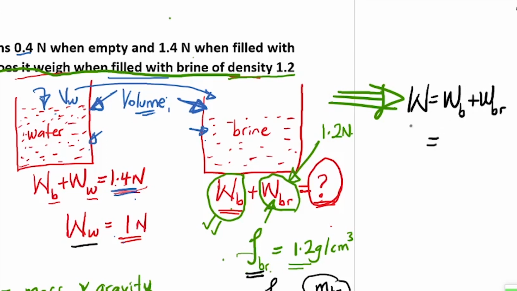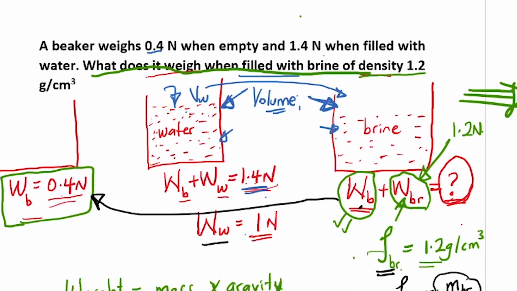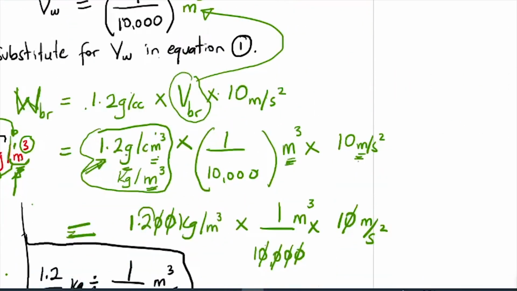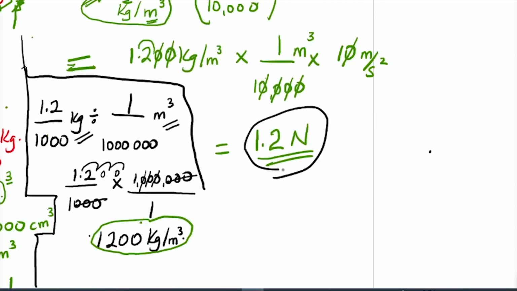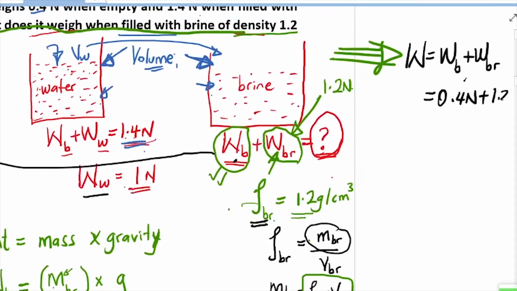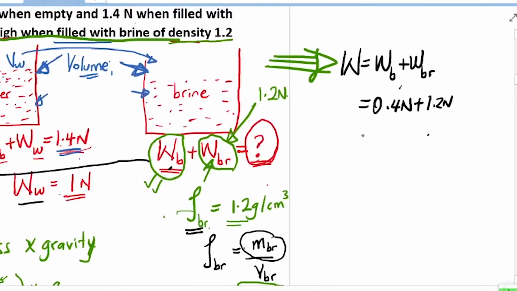And we know that the weight of the beaker was already found. It was given in the question as 0.4 newtons. So this is going to be 0.4 newtons plus the weight of the brine. The weight of the brine, we got it down here as 1.2. So that's plus 1.2 newtons. You will find that the answer is 1.6 newtons. And that's the answer. This number had a lot of corners, but the answer is 1.6 newtons.